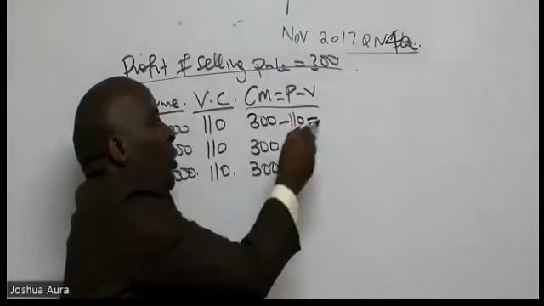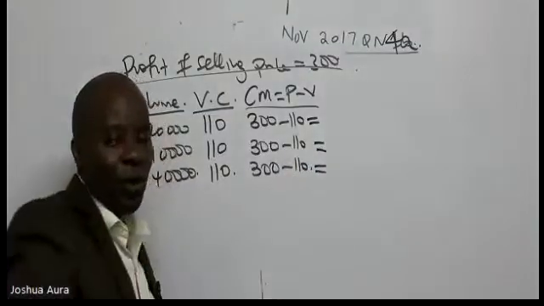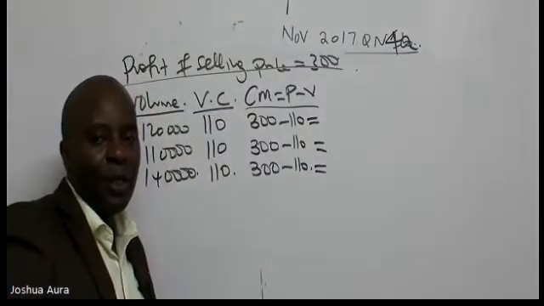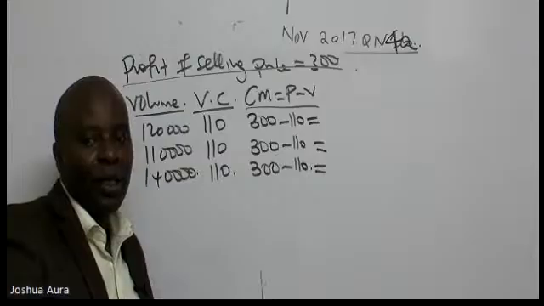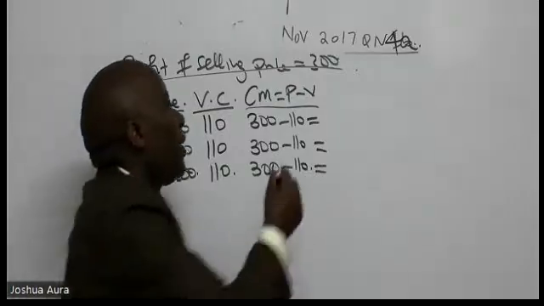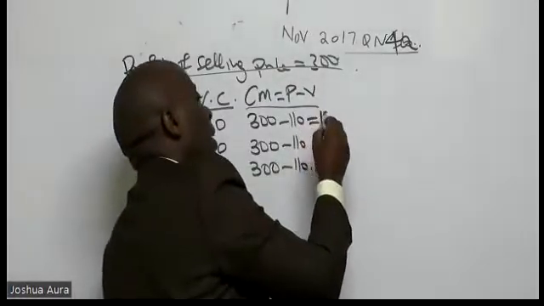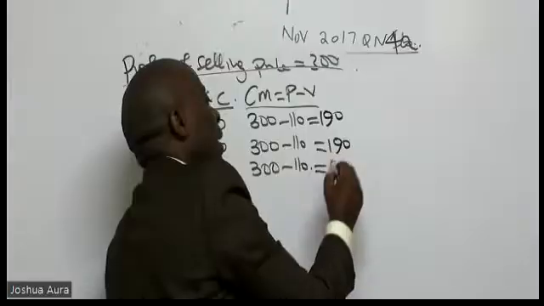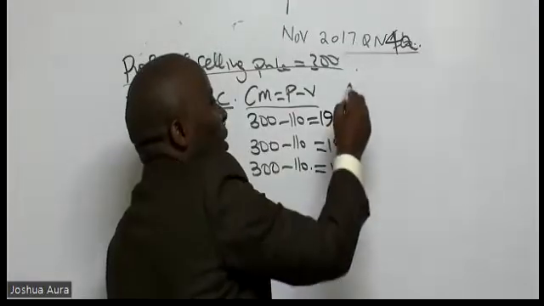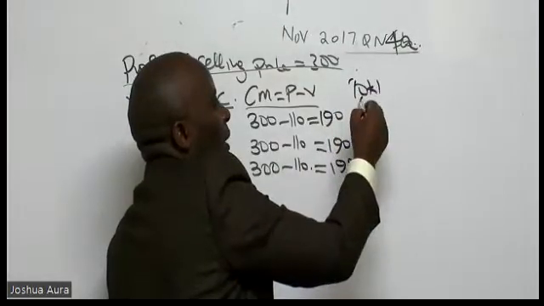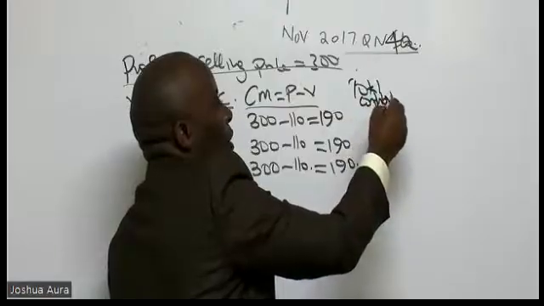Here we are lucky because we're going to have one figure throughout. So could you kindly give me this difference? 300 minus 110 gives me how much? Gives me 190. So I have here 190, 190, 190. Please come here and give me the total contribution.